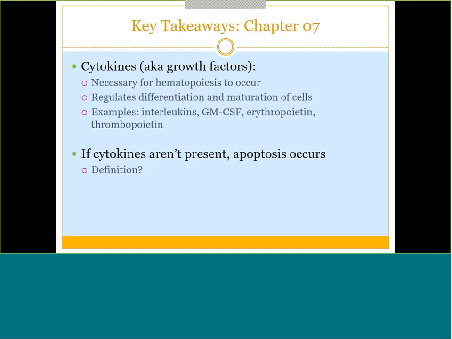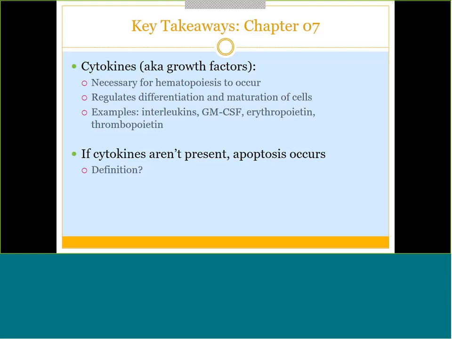So there are lots of different types of cytokines. There's a whole list in the Chapter 7 lecture PowerPoint. If you go to the actual chapter in your textbook, there's a ton of talk on this. Different types would be interleukins, GM-CSF, which targets just the granulocyte and monocyte line, erythropoietin, which is all about the red cell line, and thrombopoietin, which is all about the platelet line. So those are some good examples.